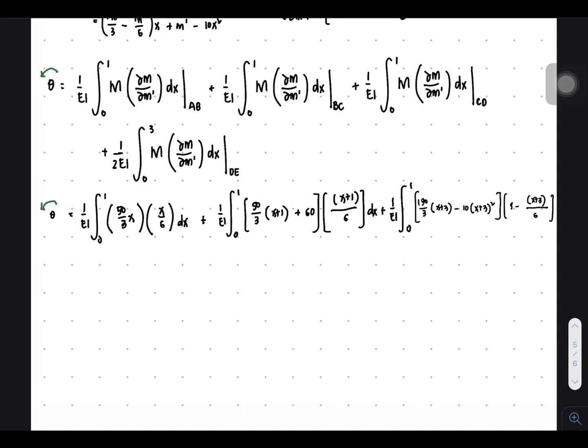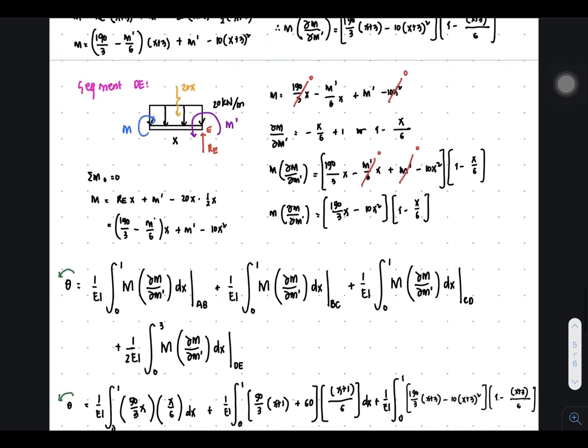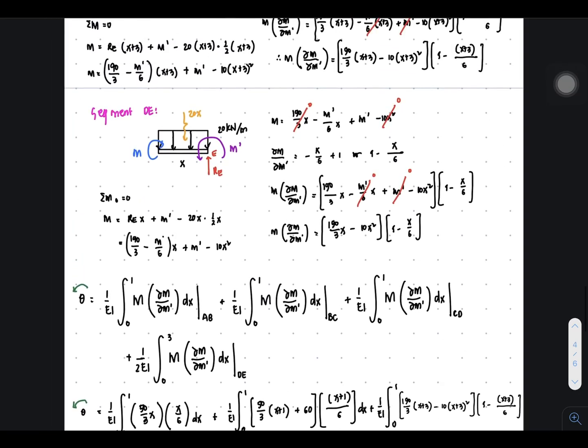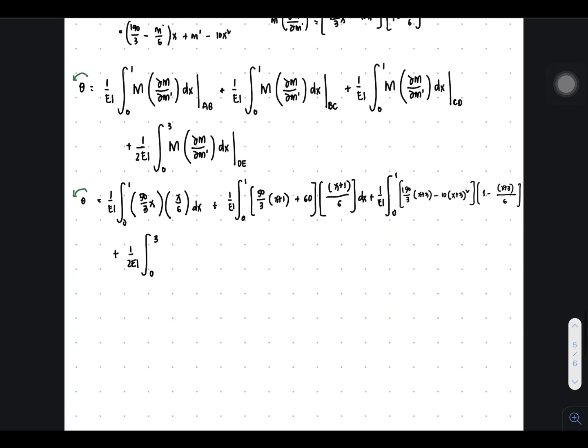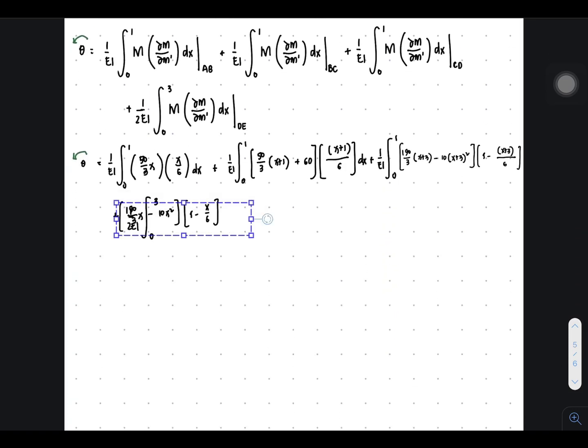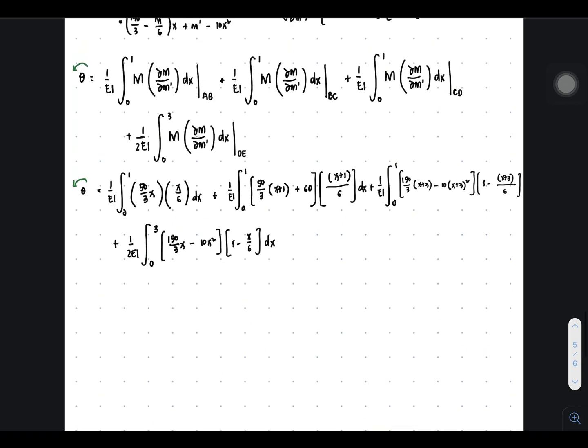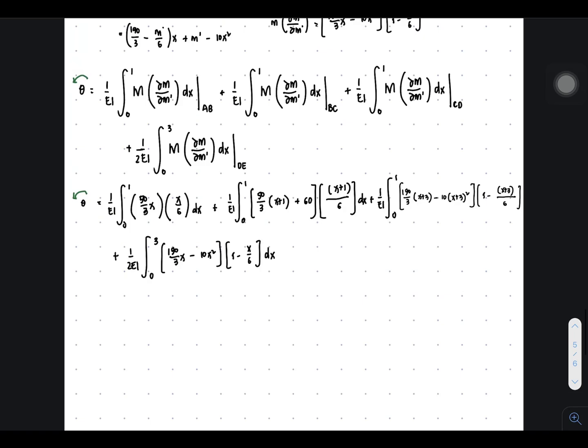And the limit is still from 0 to 1. And the last one is going to be 1 over 2 EI, the integral from 0 to 3 limit. So it's going to be this one. Let's copy this, paste it here, and then there. Let us now continue.